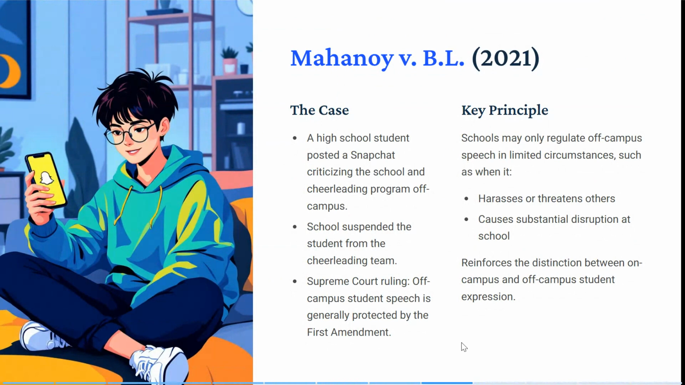In this ruling, the Supreme Court ruled that off-campus student speech is generally protected by the First Amendment. But the key principle outlined: schools may only regulate off-campus speech in limited circumstances, such as when it harasses or threatens others or causes substantial disruption at school. This case reinforced the distinction between on-campus and off-campus student expression.